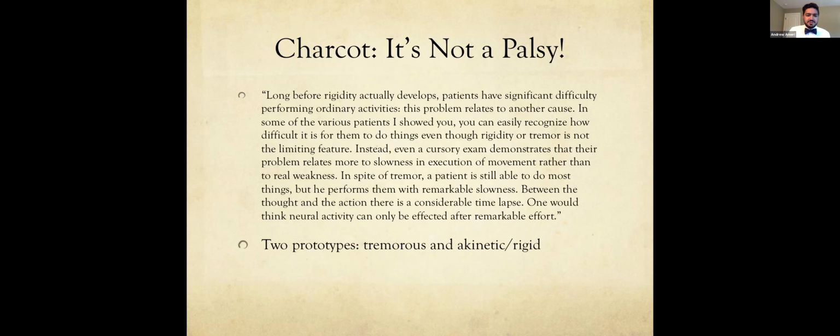He noted that patients were not markedly weak and did not necessarily have tremor. He tested them with dynamometers and found their strength to be normal for most of the duration of the disease. For these reasons, he dismissed the terms paralysis agitans and shaking palsy and coined the term Parkinson's disease in honor of Dr. Parkinson. Additionally, he and his students noted two prototypes of the disease that we still use today, tremor and akinetic-rigid.